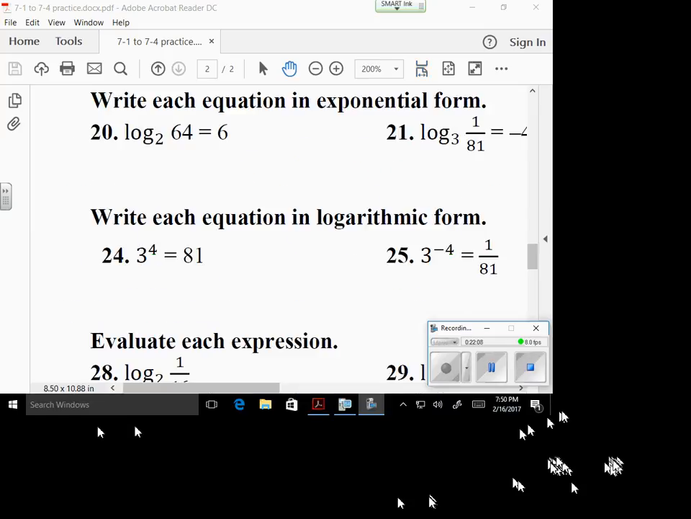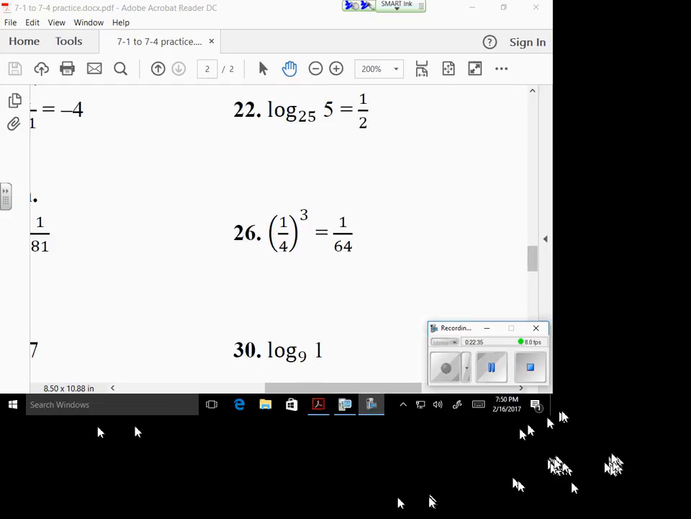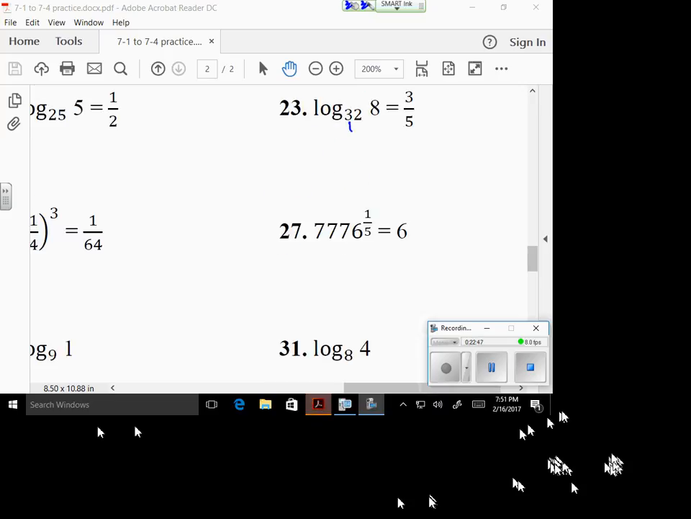Let's get to some easier ones. 2 to the 6th equals 64. 3 to the negative 4th equals 1/81st. 25 to the half should equal 5. And it does, so the square root of 25 is 5. 32 to the 3/5 should equal 8.